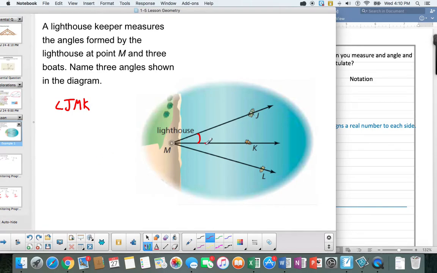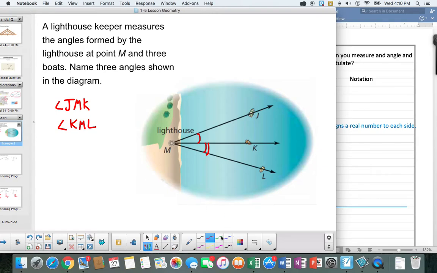Now this is the other angle I want to label. So I'm putting these tick marks here so you know what I'm looking at. And again, we're not allowed to use 1 letter. We're going to have to use 3 letters, and I'll say K, M, and L. The M has to be in the middle. The K and the L could trade places, but the M still is the vertex.